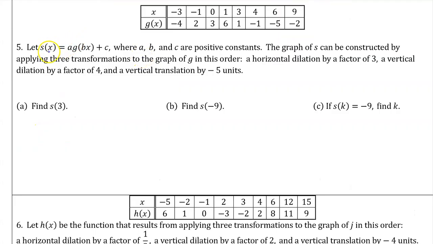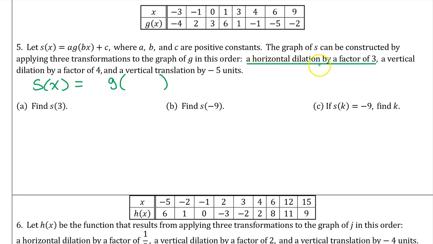Number 5. Let s of x equal a times g at bx plus c, where a, b, and c are positive constants. The graph of s can be constructed by applying 3 transformations to the graph of g in this order: a horizontal dilation by a factor of 3, a vertical dilation by a factor of 4, and a vertical translation by negative 5. We need to build an expression for s of x.